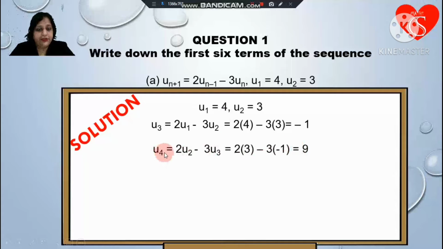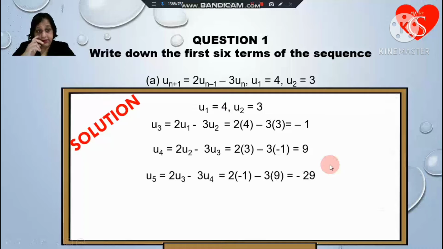For the fourth term, the same concept is applied. Here n plus 1 is 4, therefore n here is 3. So 3 plus 1, and therefore here will be 3 minus 1, which will give you 2 multiplied by the second term, subtract 3 multiplied by the third term, since the n we are referring to now is 3. So 2 multiplied by the second term minus 3 multiplied by the third term. Put in the values of the second term and the third term to obtain the fourth term as negative 9.